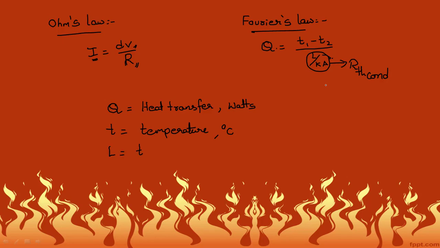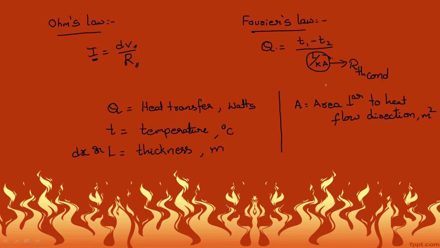L is the thickness, or dx also can be considered as thickness, which is considered in meters. And here A is the area perpendicular to heat flow direction, so this will be in terms of meter square. And K is the thermal conductivity of the material. So this is a material property.